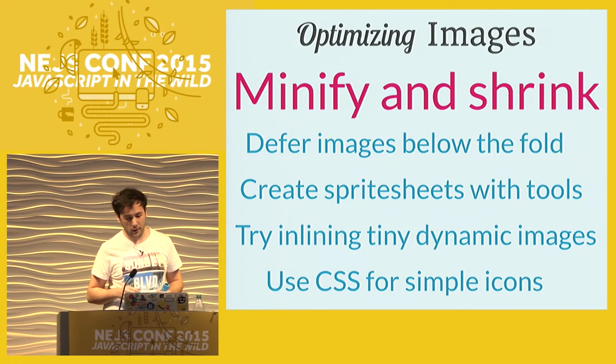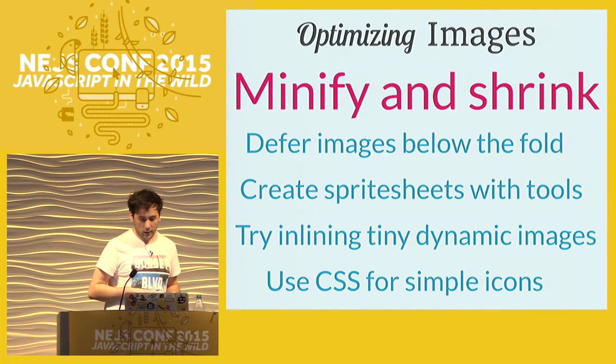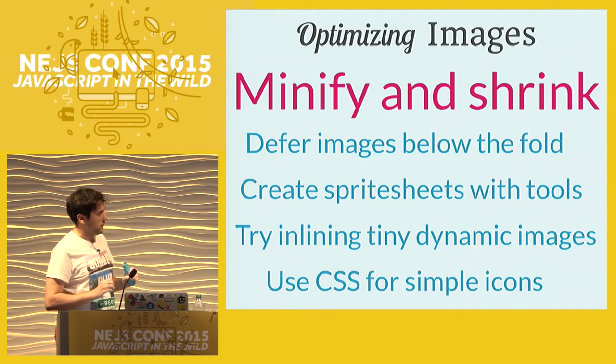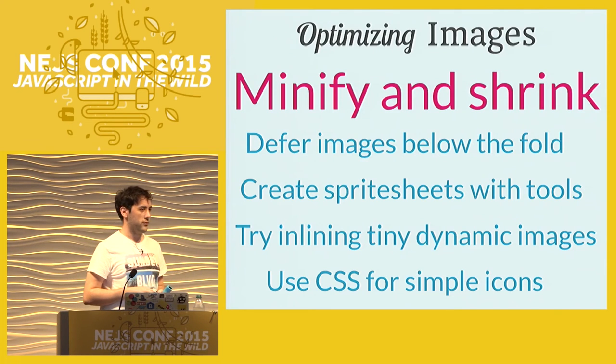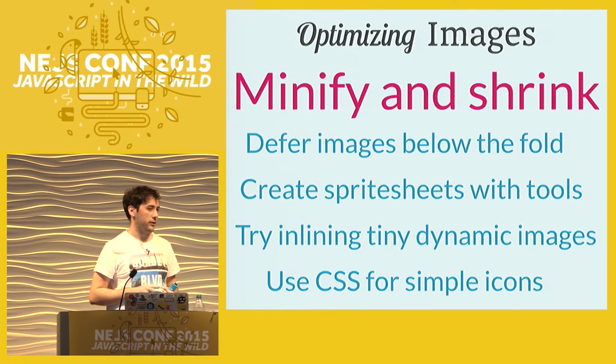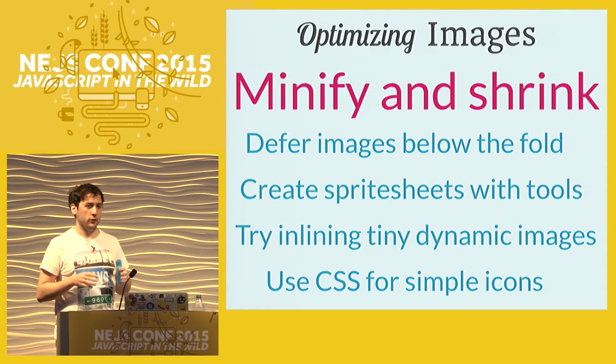Think about performance always. Deferring images below the fold, that's something that we know to do, but we seldom do. So instead of loading them all at once, load them as the user scrolls and have the snazzy fading thing if you have the time. Create sprite sheets using tools, don't have the designer do them by hand because that sucks for the designer. Try inlining tiny dynamic images, like if you have some sort of Gravatar-ish thing, consider inlining them because the document will load faster as a result. But this is something, again, that's useful in HTTP 1.1, not so useful in HTTP/2.